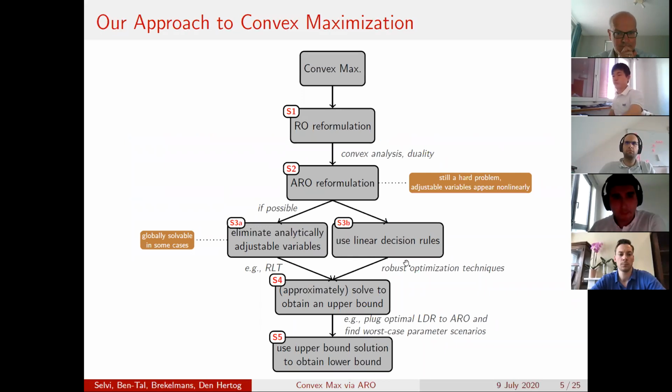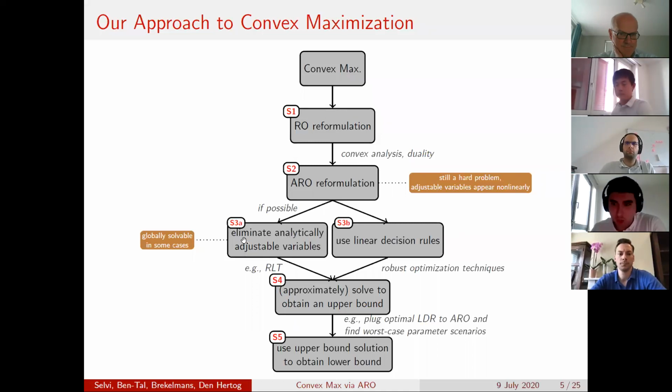Okay, so in this flowchart, you can see our approach in steps. So please follow my cursor. So we start with the convex maximization problem on top. And then in step 1, we have the robust optimization reformulation. Then by using convex analysis and some duality tricks, in step 2, we get an adjustable robust optimization reformulation. But this is still hard because the adjustable variables appear non-linearly. And in step 3, we deal with the adjustable variables.